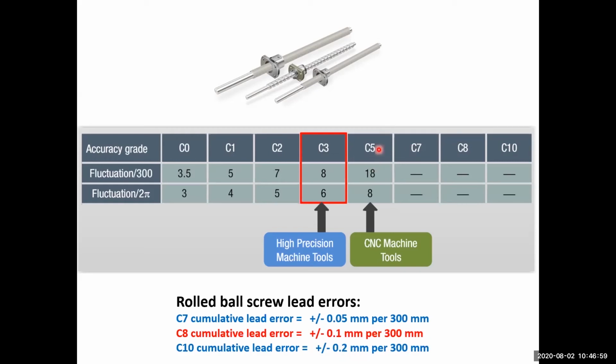Here, the rate is telescopic. So let us say for 300 mm, 8 micron, for 600 mm, it may be only 11 micron. It is not 16 micron, that is, not 8 into 2. It is a telescopic rate, whereas here it is directly proportional. For 50 micron per 300 mm, over 1 meter it is about 0.15 millimeter. That is the kind of difference between rolled ball screws and precision ground ball screws as regards lead accuracies.